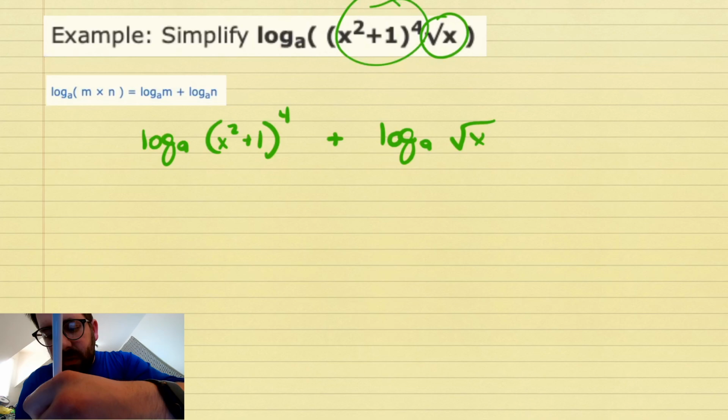These items are being added. They're not multiplied together, so I can't separate them any further. But I can go to the back. This, technically, this logarithm back.